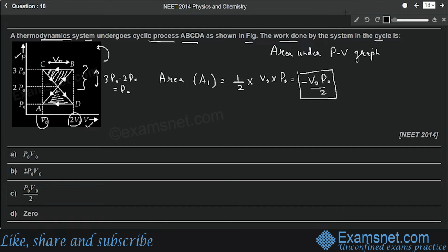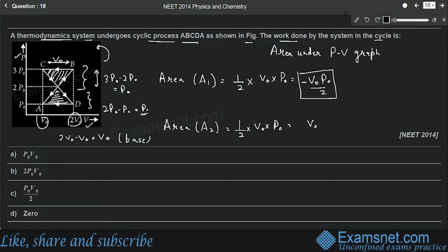Similarly, we can find the area of the lower triangle. So here again, the base AD will be equal to 2V0 minus V0, that is equal to V0. Okay, so this is the base and height is this one, that is 2 P0 minus P0, that is equal to P0 again. Okay, so area of the lower triangle, that is A2, will be equal to half into base, that is V0, into height, that is P0. So this is equal to V0 P0 by 2, and this time the direction is clockwise. Okay, this is a clockwise direction. If you look at the direction of the arrows, so here will be a positive sign, okay, not negative sign.